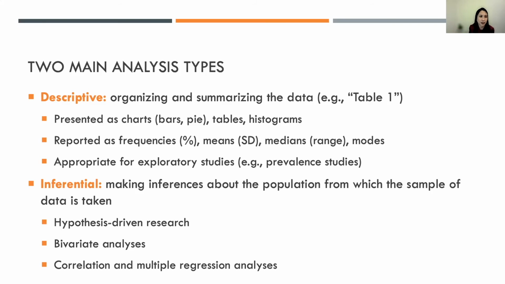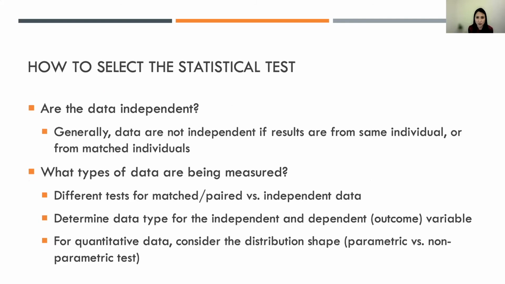And then the two last bullets on the slide here is where we'll be spending the rest of the time. Outside of the descriptive stats, after you do that, the next steps are to conduct a bivariate analysis, and then correlation or multiple regression analyses thereafter. So we'll talk about those shortly.